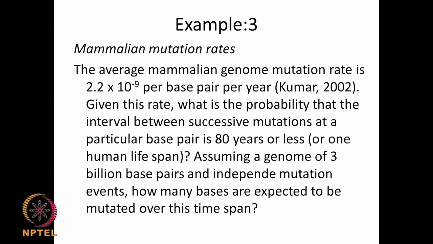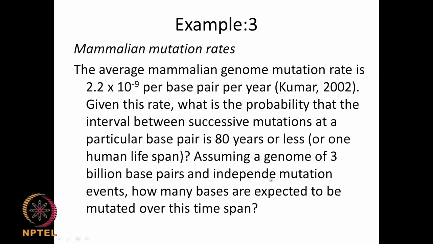The average mammalian genome mutation rate is 2.2 × 10⁻⁹ per base pair per year. This is taken from this reference. So, this rate is given. What is the probability that the interval between successive mutations at a particular base pair is 80 years or less? We assume that as the human lifespan.